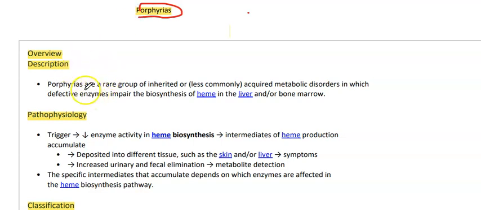What are Porphyrias? Porphyrias are a rare group of inherited or, less commonly, acquired metabolic disorders in which defective enzymes impair the biosynthesis of heme in the liver and/or bone marrow. Pathophysiology.